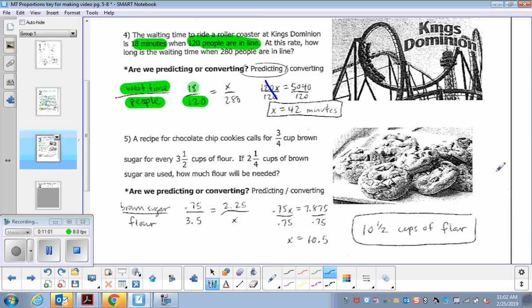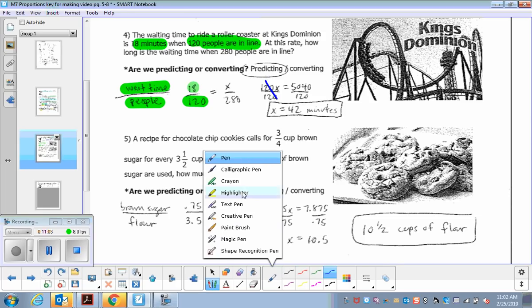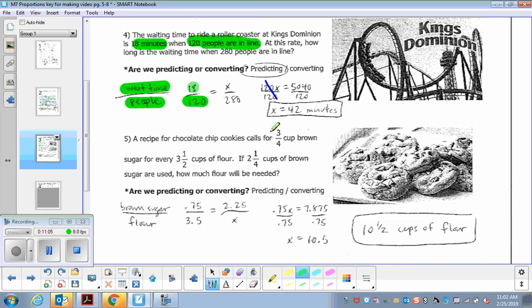So in this situation, we're told that a recipe for chocolate chip cookies calls for 3/4 cups of brown sugar for every 3.5 cups of flour. My first recommendation is going to be to take this 3/4 cups of brown sugar and convert it to a decimal, 0.75. Now let's take this 3.5 cups of flour and make it a decimal, 3.5. And we're comparing the amount of brown sugar needed to the amount of flour. Then we're going to use that to set up the proportion.